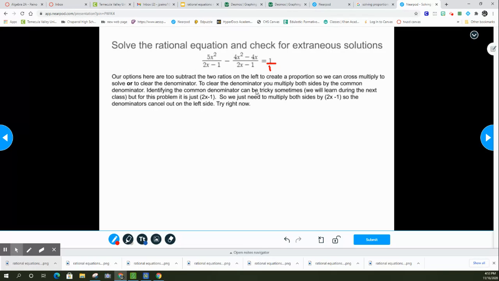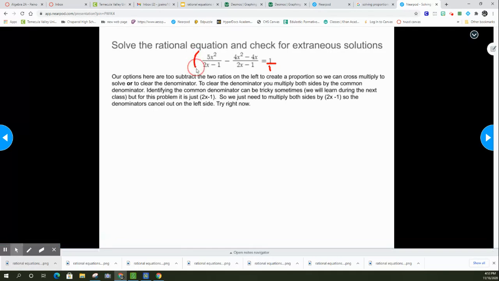So the trick is, how do I clear a denominator when they're not all the same? Just multiply both sides by what would be the common denominator. In this case, it's easy. It's not always easy to know what the common denominator is going to be. Sometimes it requires factoring first, simplifying. We're going to work more on that next class period. But for this class period, this is as hard as we're going to get it here. All I need to do is multiply both sides by 2x minus 1.